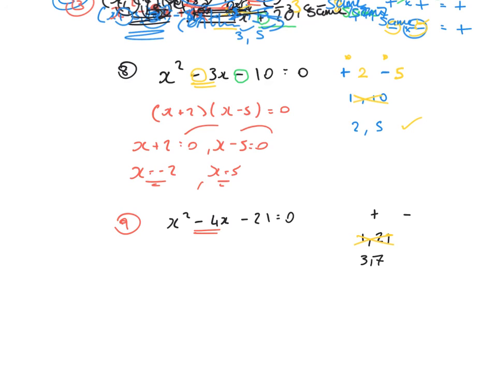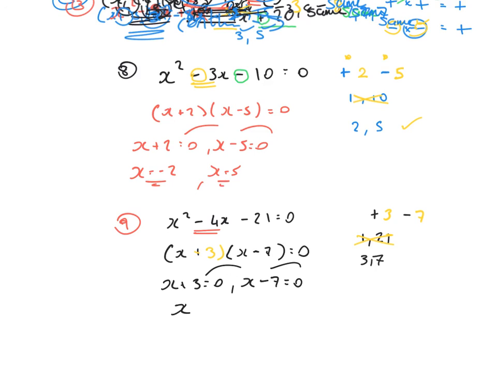So would it be plus 7 minus 3? No, it would be plus 3 minus 7. 3 times minus 7 is minus 21, and 3 minus 7 is minus 4. So it's going to be x plus 3 bracket x minus 7 equals 0. x plus 3 could be 0, x minus 7 could be 0. Bring them over, change the sign, x could be minus 3, x could be 7.